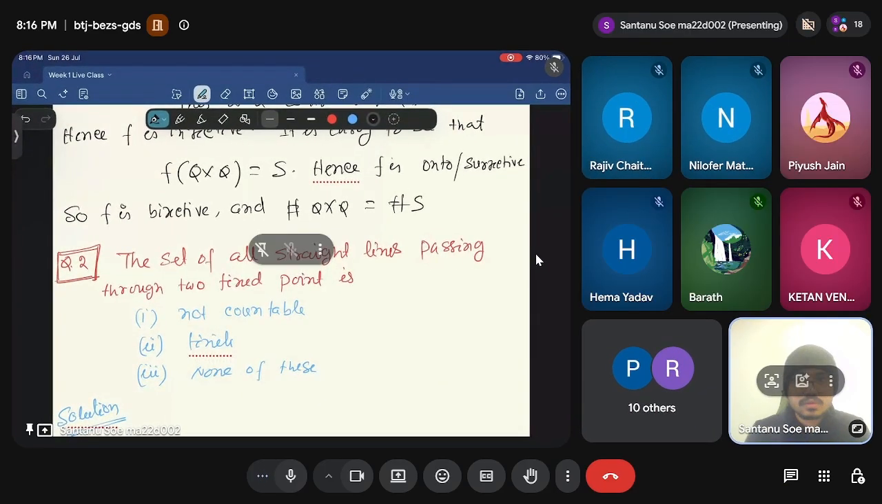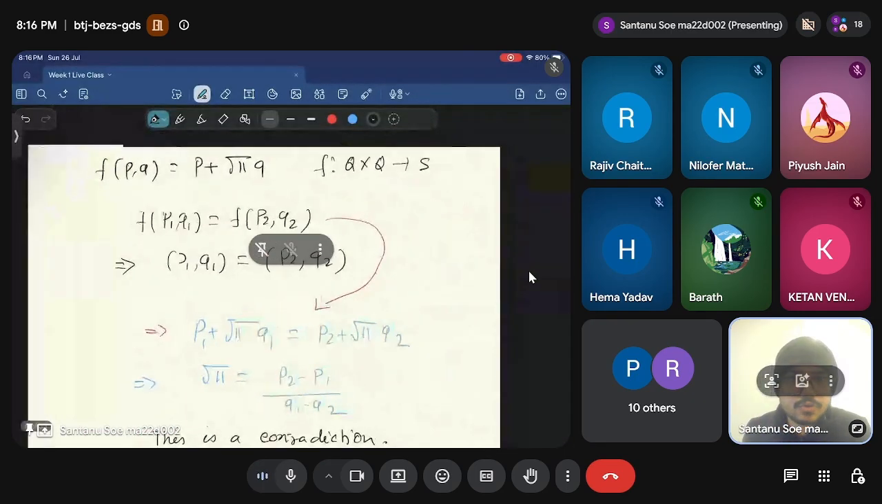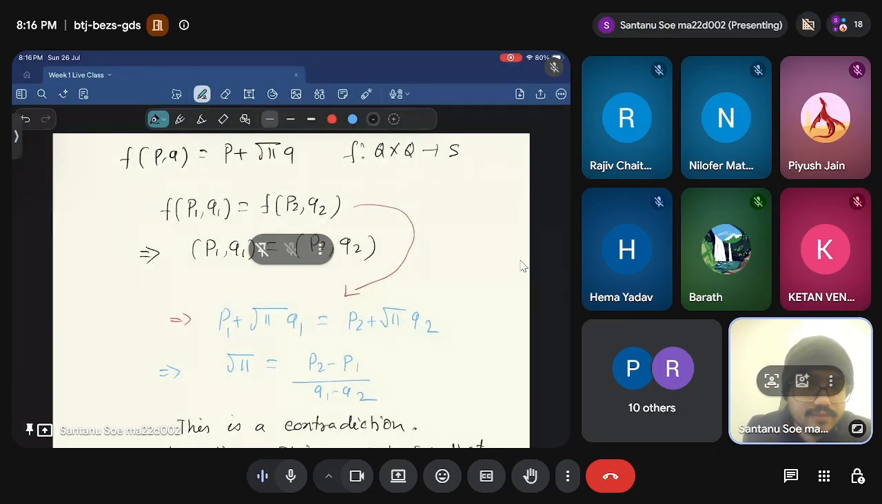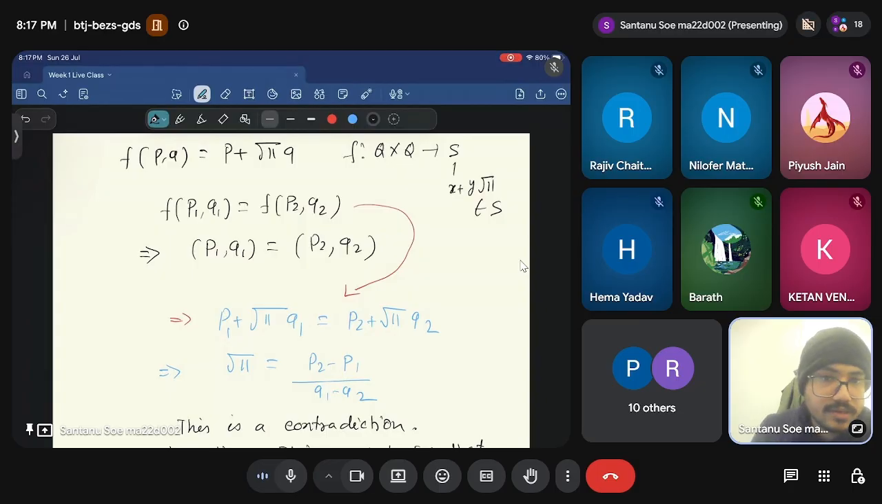Someone has asked to repeat the onto case. To prove that this map is onto, you have to show that every element in S has a pre-image in the set Q cross Q. So you take an arbitrary element, let's say x plus y square root of 11 from S. I don't know what x and y are, so this is an arbitrary element. Then the pre-image is just x comma y, right? Because f of x comma y is x plus y square root of 11.